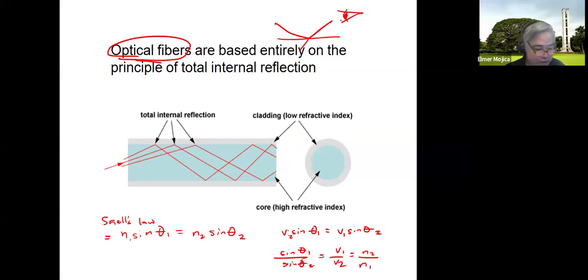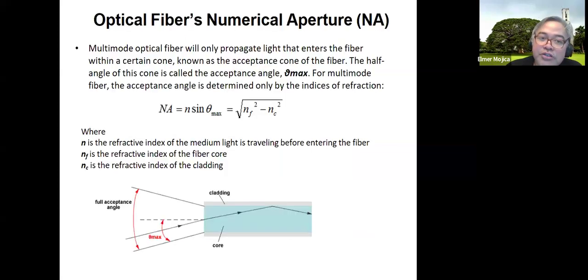Now, if we go back to this optical fiber, just to simulate how refraction happens here. When we have a multi-mode optical fiber, it will only propagate light that enters the fiber within a certain cone, known as the acceptance cone of the fiber. The half angle of this cone is called the acceptance angle. For a full multi-mode fiber, the acceptance angle is determined only by the indices of refraction, so you have here n sine theta max.